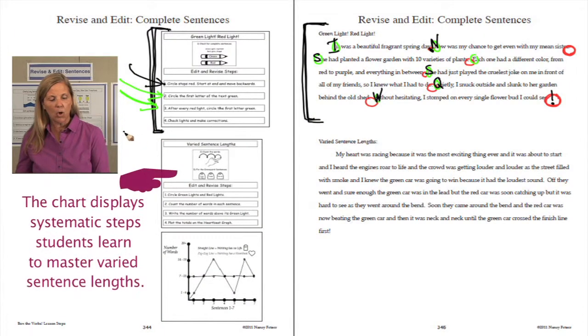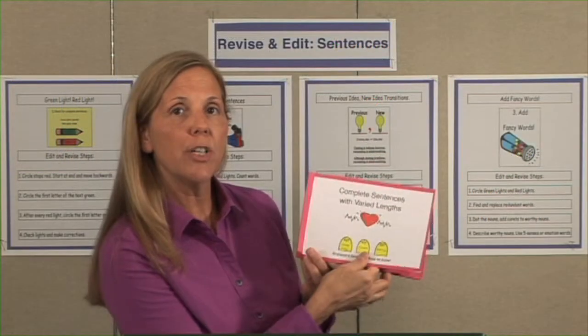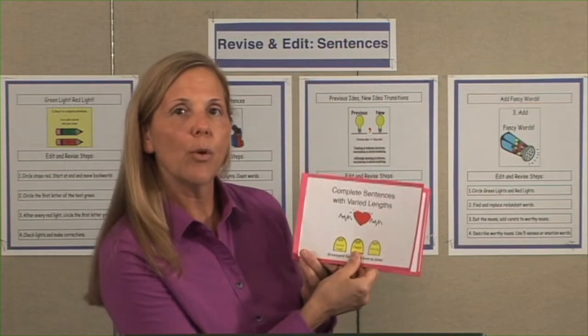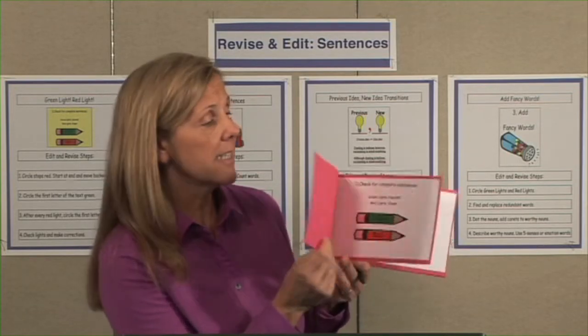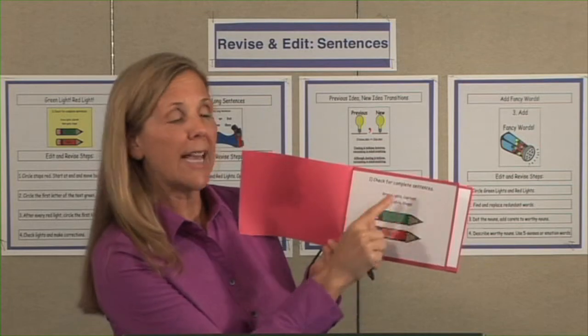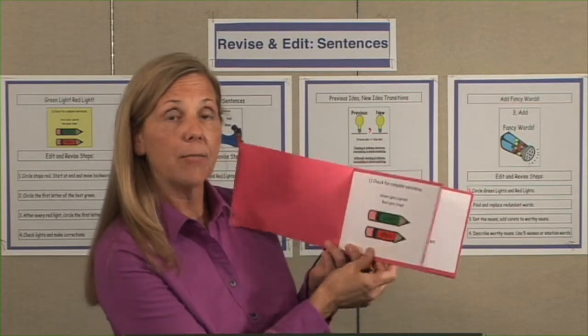And the next skill is called varied sentence lengths. You have your steps that you would show your students, and you have a passage where you're going to apply the steps learned in this skill. You want to show your students, boys and girls, we are now going to start a new lesson so that we can have complete sentences with varied lengths. Step 1, check for complete sentences, green light, red light. So we're going to do green light, red light again.